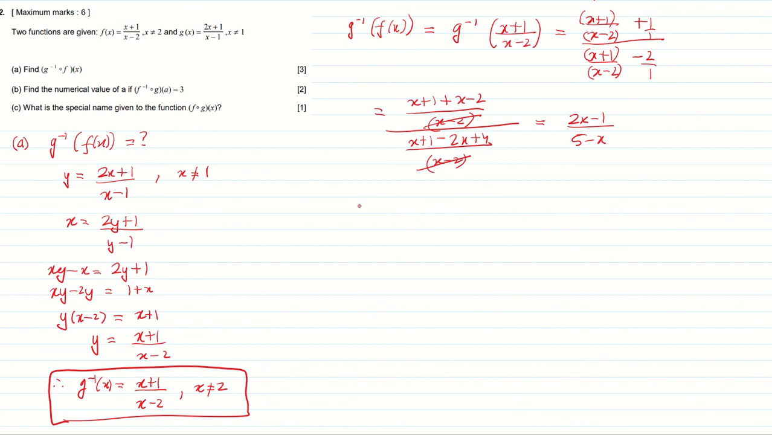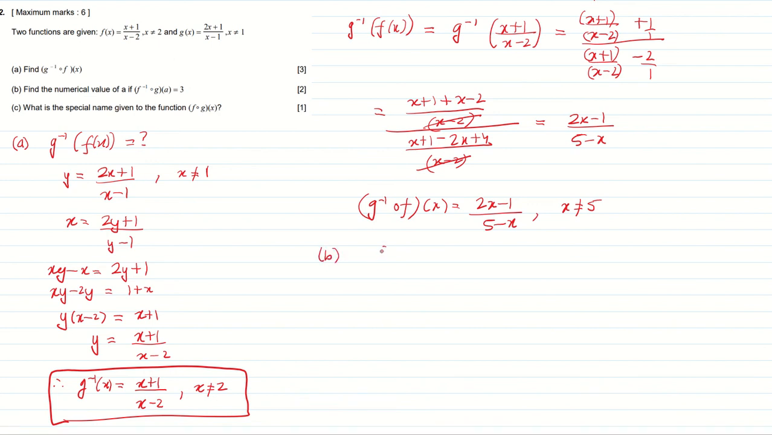And obviously your implied domain, so g inverse of x is equal to (2x minus 1) upon (5 minus x). My implied domain: the denominator cannot be 0, so x cannot be 5, that's the implied domain. Part B also, I'll show you the easiest method to do it.